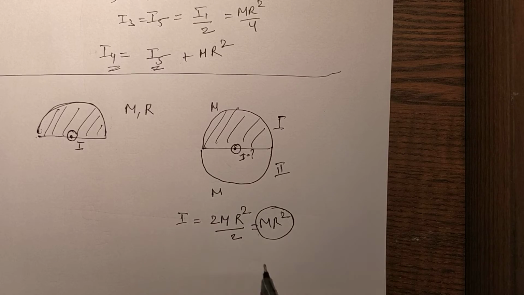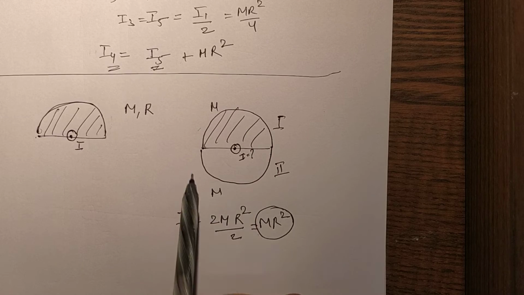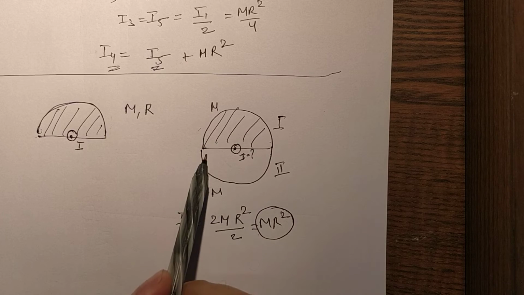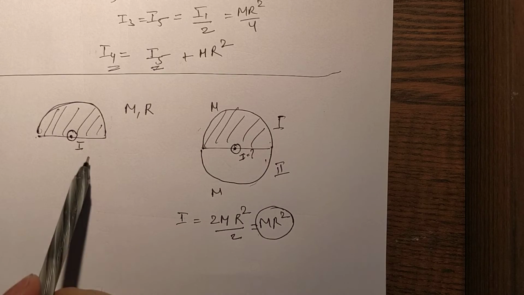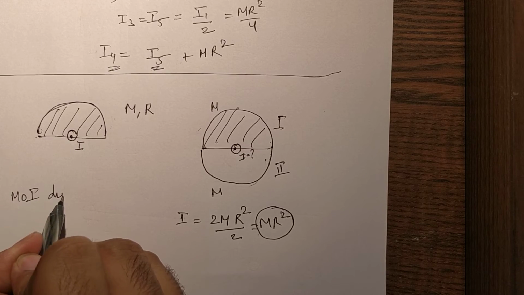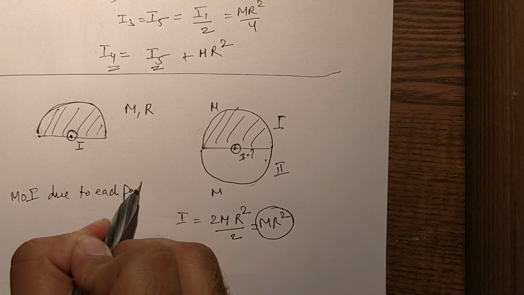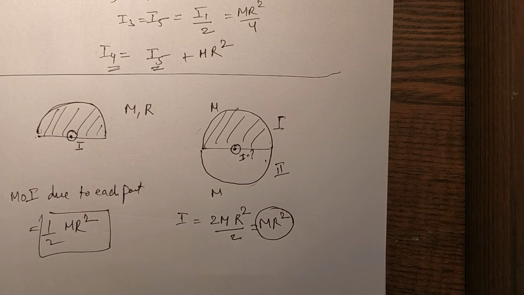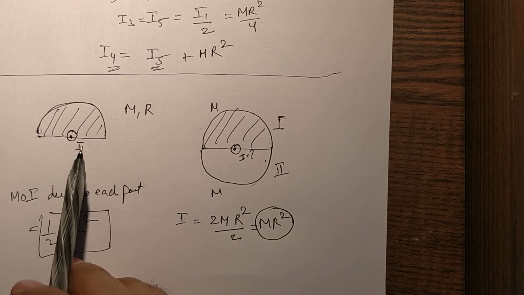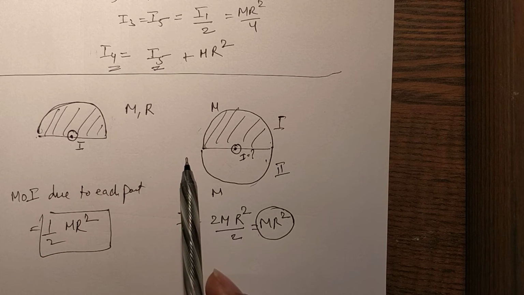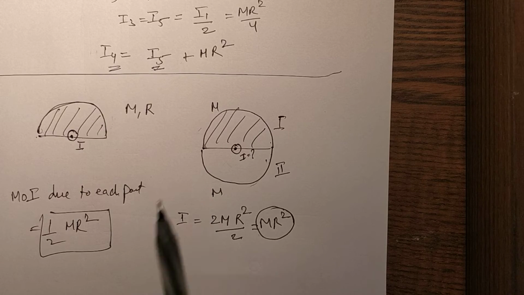Now remember, this is the moment of inertia of the complete disc. Here we have half of this disc, and by symmetry you can see that the contribution of the upper part and the lower part will be the same. So the moment of inertia due to each part will be half of the total moment of inertia, which is half mr square. Keep this result in mind. This can be applied for a semicircular ring, or you can take a hemisphere also, that is nothing but half of the total sphere. So this logic you can apply.